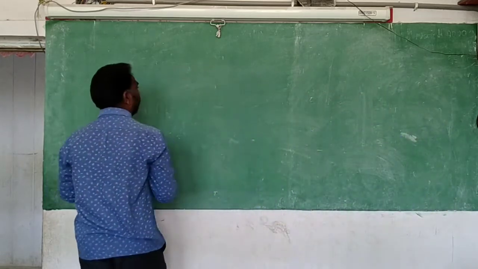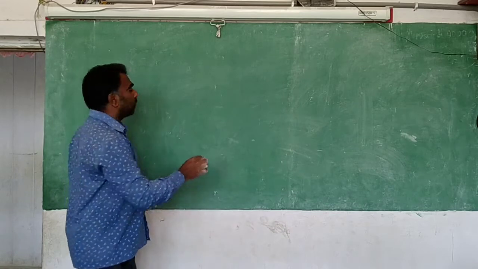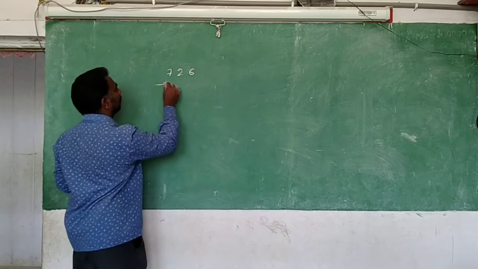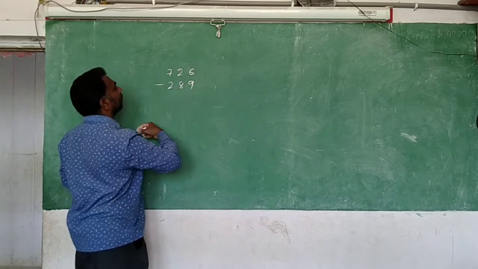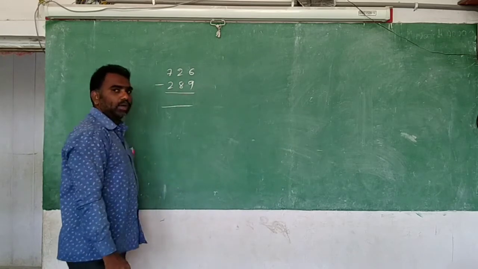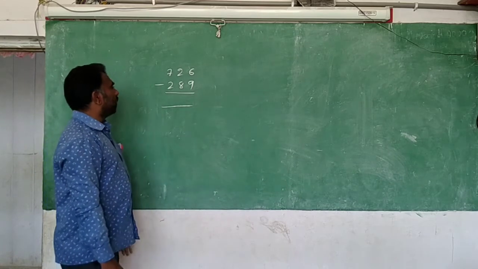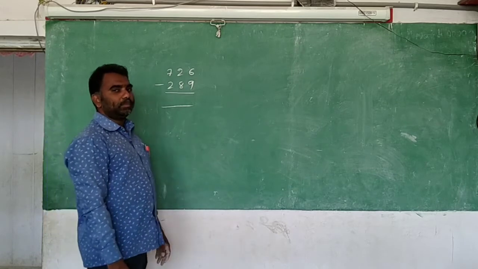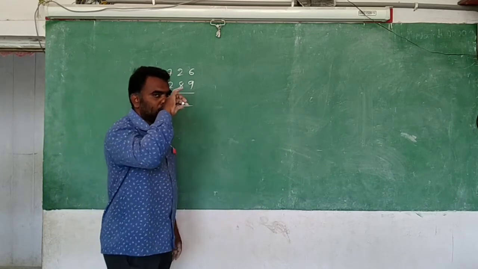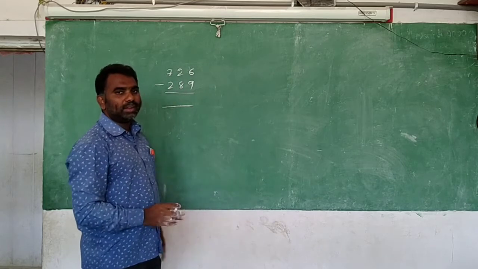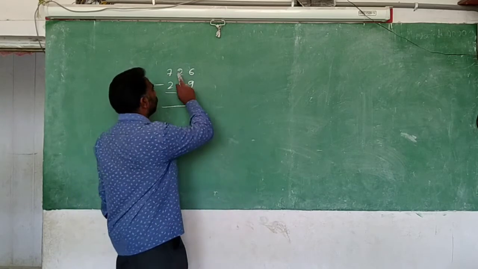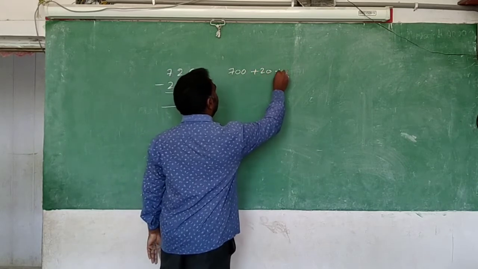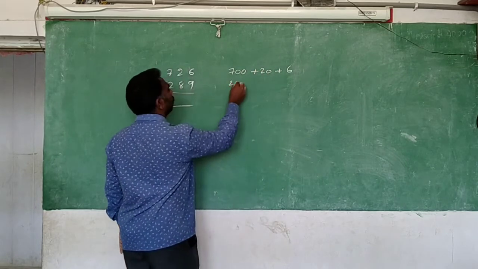Okay, now first of all the splitting method. 726 minus 289. This is the question. 726 minus 289. So first of all we will split them. By using the splitting method, we will discuss the exact meaning of the number through the practical method. So what is the meaning of 726? 700, 20 and 6.